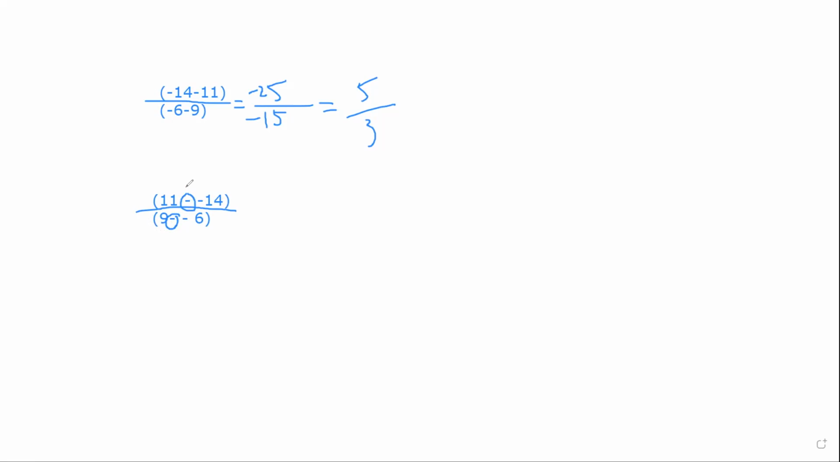Which is kind of nice in this case because this becomes keep, change, change. So 11 plus 14 is 25. Same here on the bottom, 9 plus 6 is 15. No more minus signs. You get the same answer no matter which one of these points you say is the first one or which one you say is the second one.